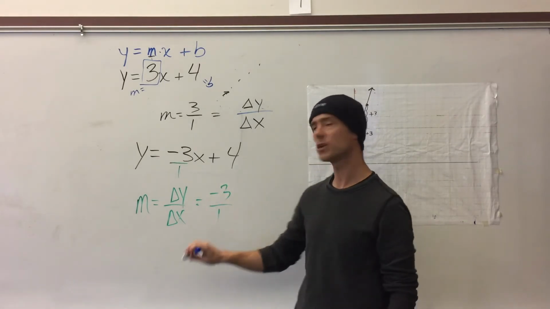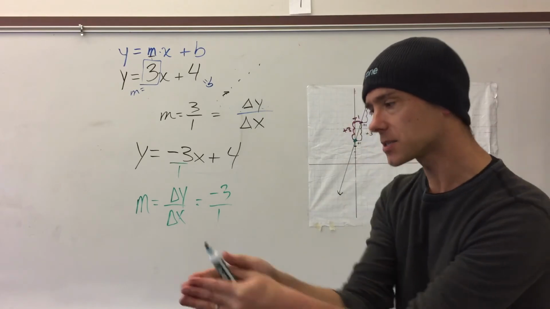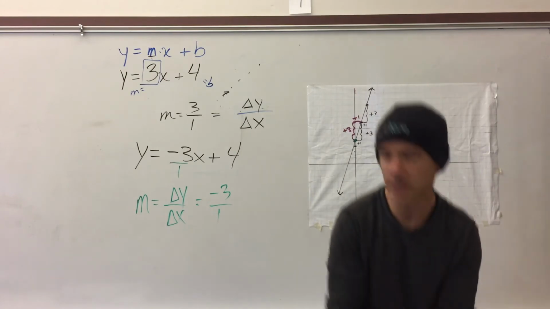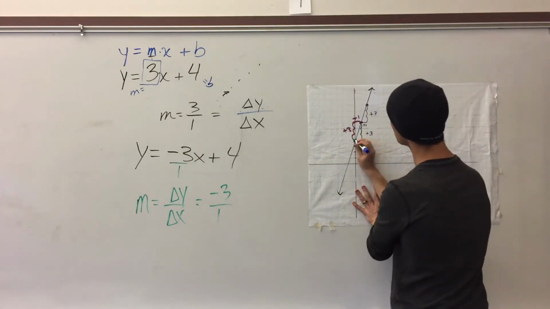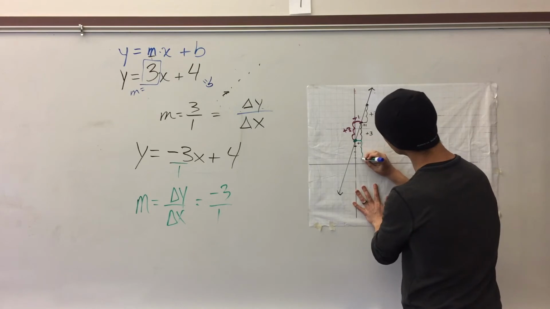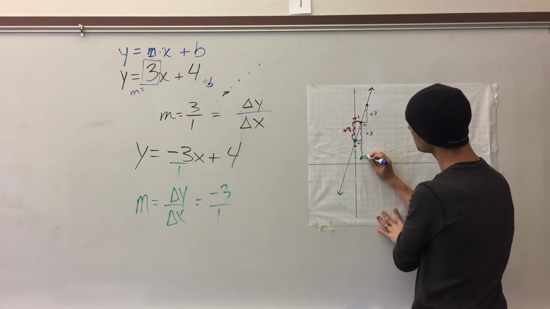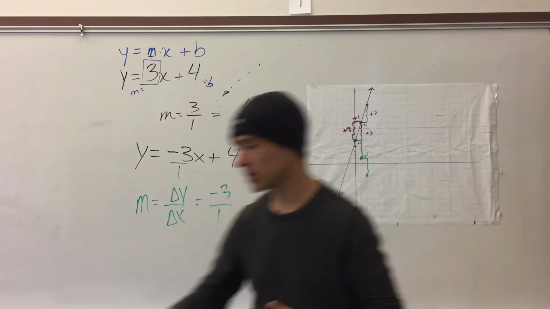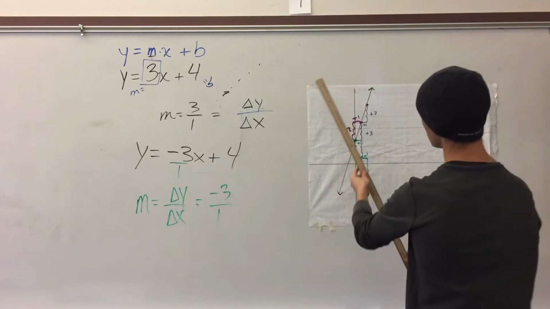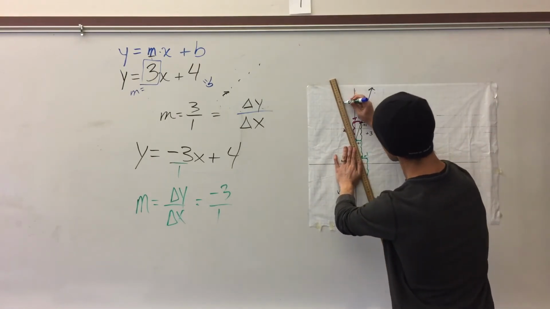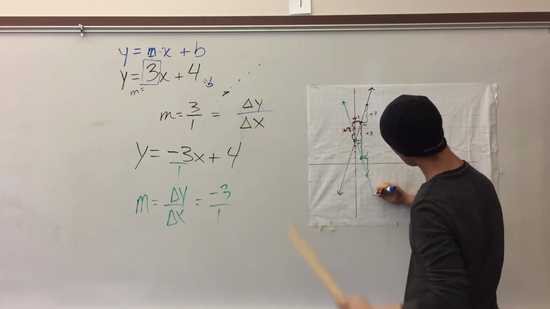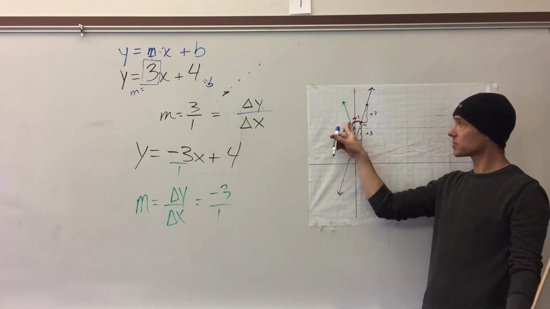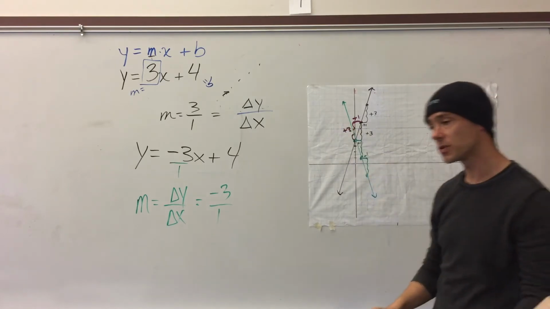So if I have -3 over 1, that means every time x gets bigger by 1, y is going to go down 3. X gets bigger by 1, y goes down 3. So I'm going to go over 1, and this time I got to go down 3. And go over 1, I got to go down 1, 2, 3. Once I have 3 points, I'm pretty much stoked at that point. So I'll go here and holla. All right, so this is 3x plus 4, and this one is -3x plus 4.